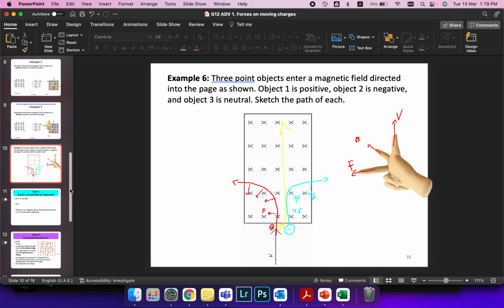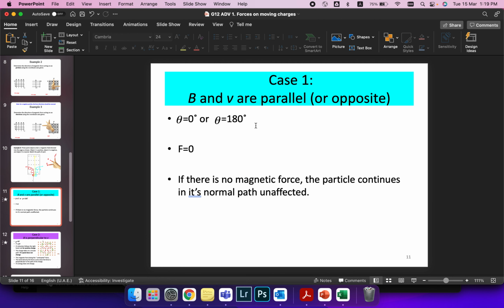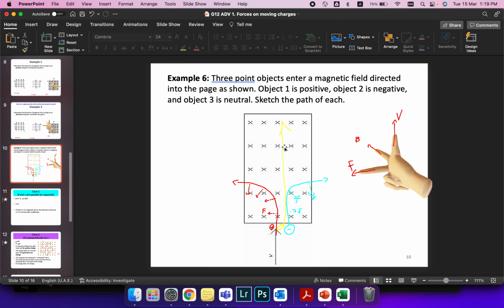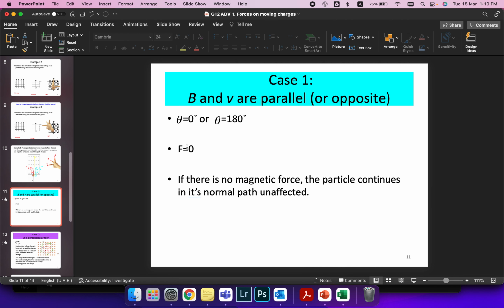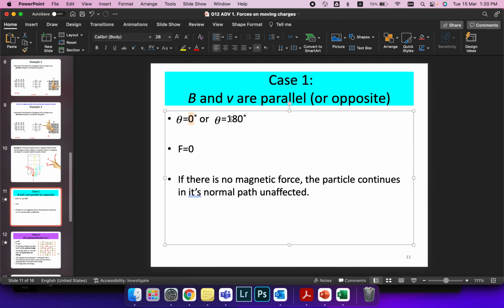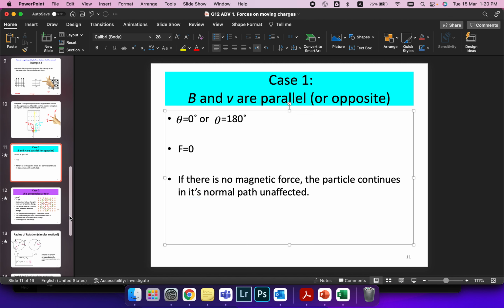So there are three situations that you will find yourself in. Case 1, when B and V are parallel. When the velocity is going in the same direction as the field, it is unaffected because the angle is going to be 0 or 180, both of which will give you 0. So that means it will not be affected.